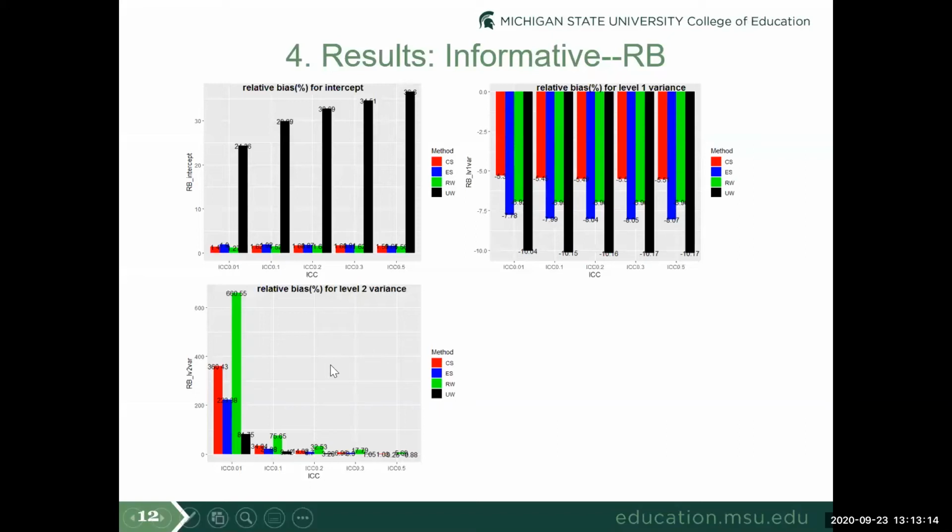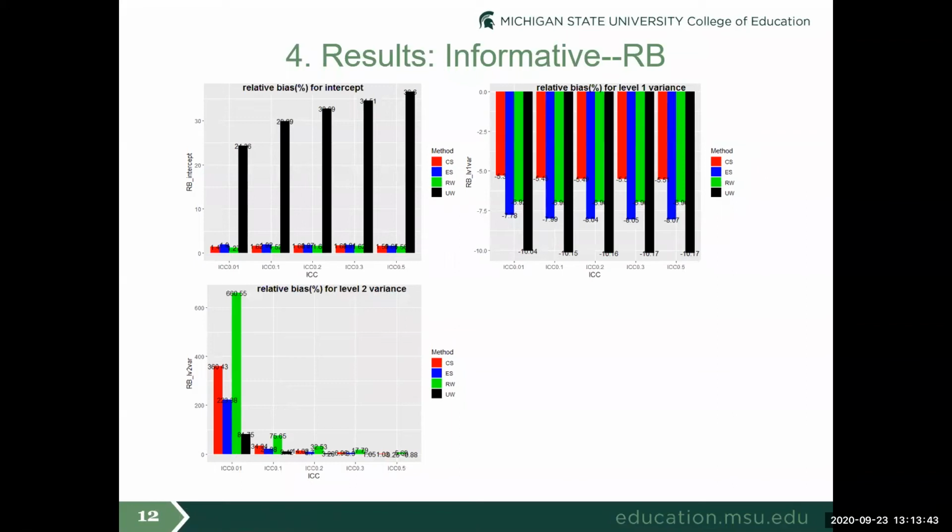For level 2 variance, all the estimators do not work well when the ICC is extremely small. Even the best estimator here has the relative bias of over 80. So in general, the unweighted estimator works the best, and the raw weighted estimator is the worst.